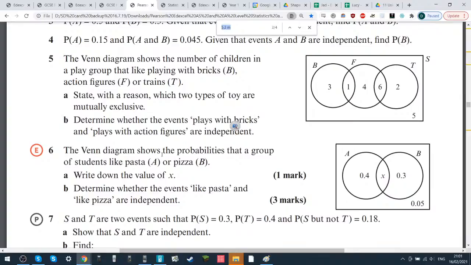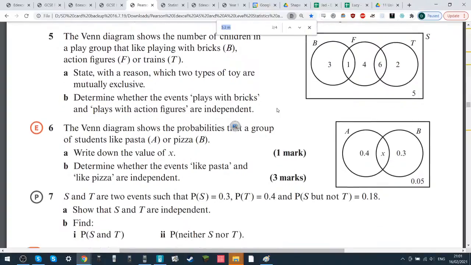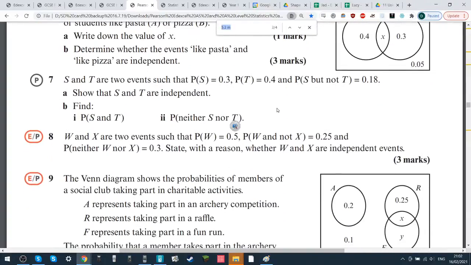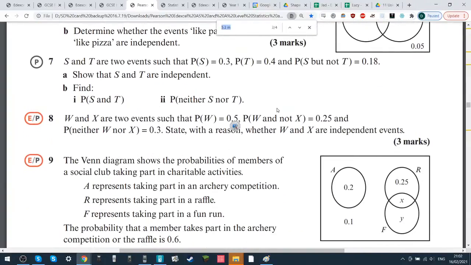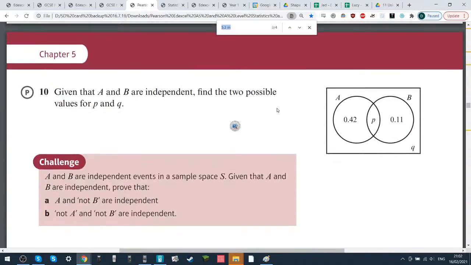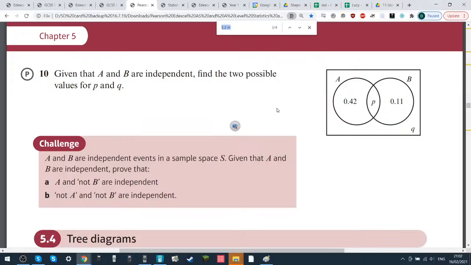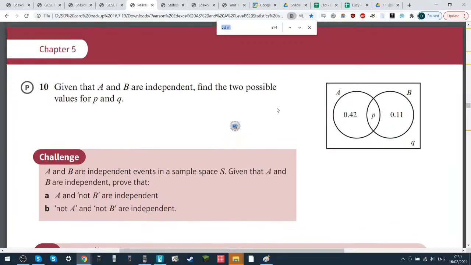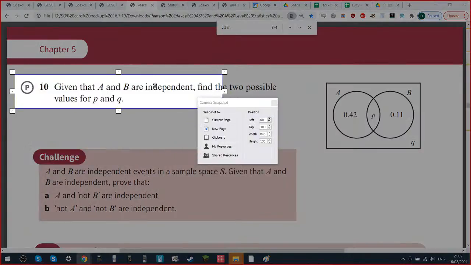So let's say this one might just be similar. State with a reason which 2 types of toys are mutually exclusive. No. Determine whether. See, determine is not the thing. Show that S and T are independent. Alright. Given that A and B are independent. Oh, that's... Oh, we're over time. But anyway, I just found a good one anyway. I like the look of it.